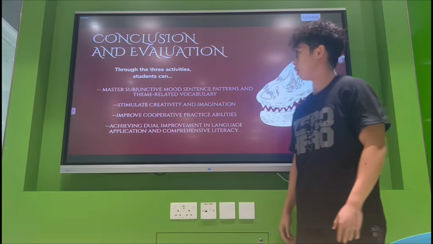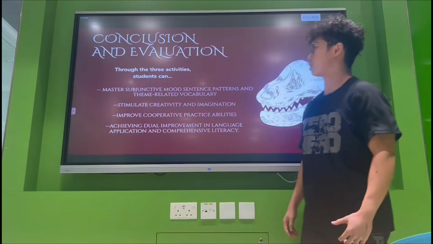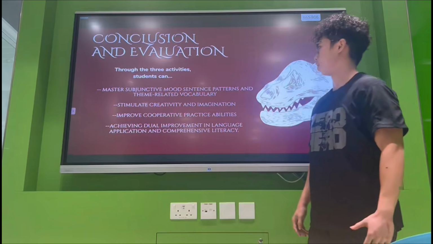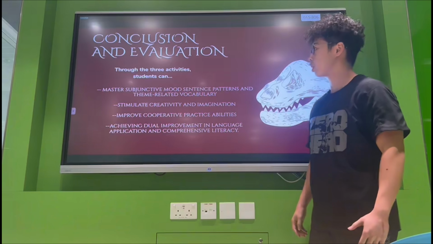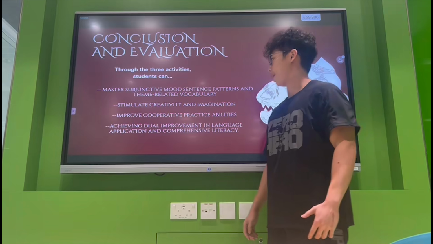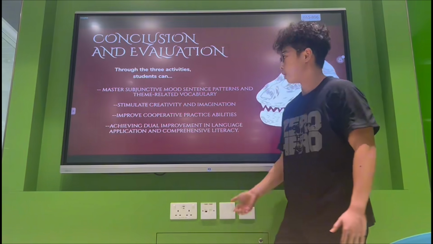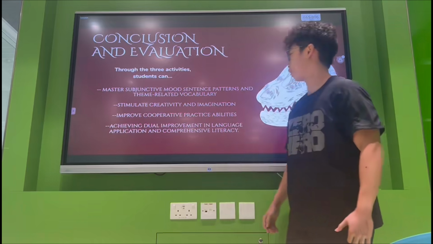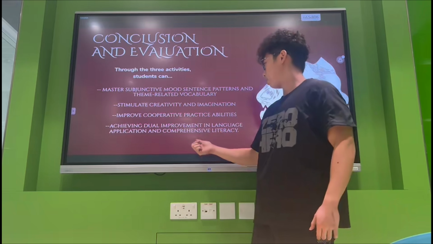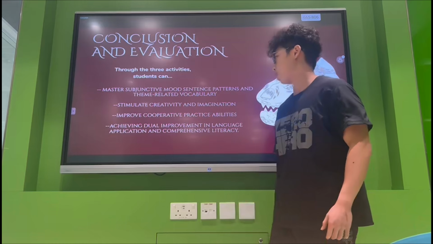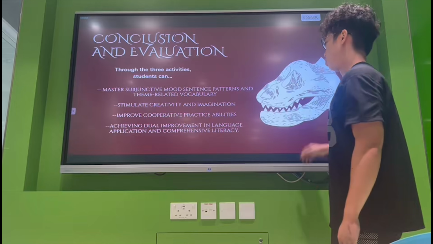Through the 3 activities, primary 5 and 6 students can master subjunctive mood, sentence patterns, and theme-related vocabulary, stimulate creativity and imagination, and improve cooperative practice abilities, achieving dual improvement in language application and comprehensive literacy.